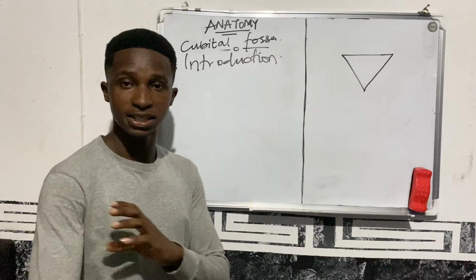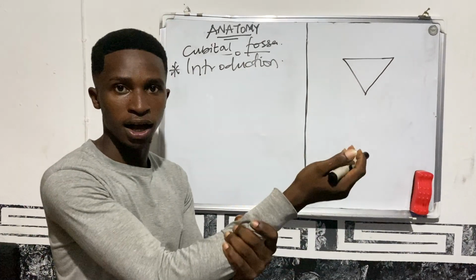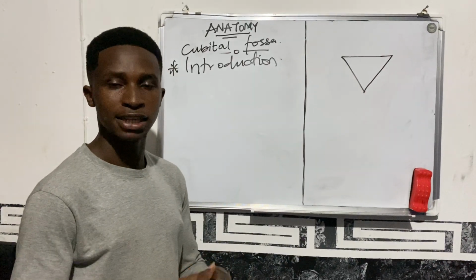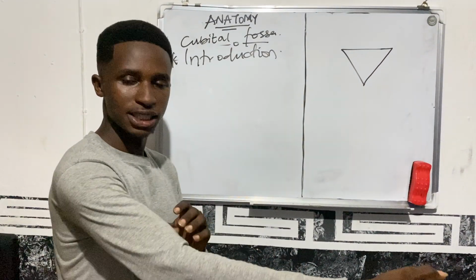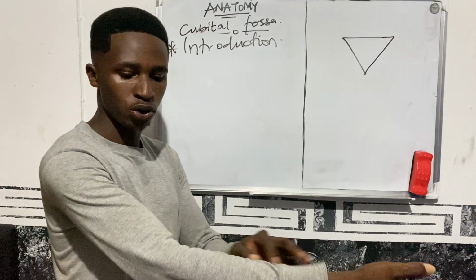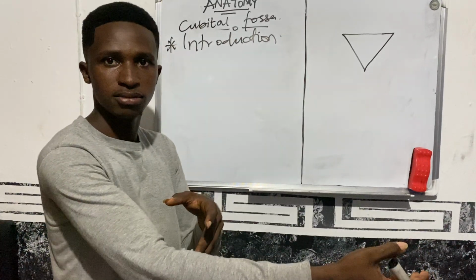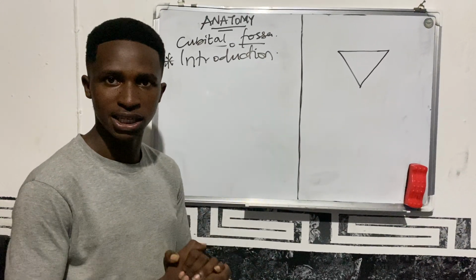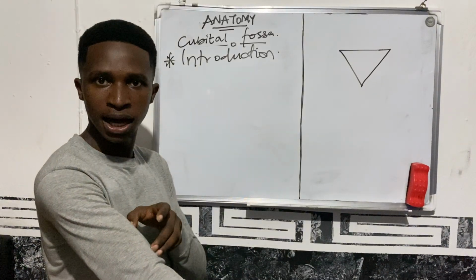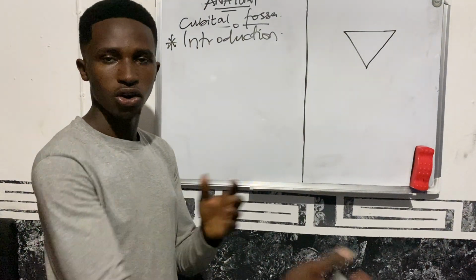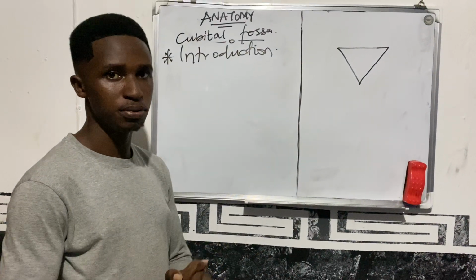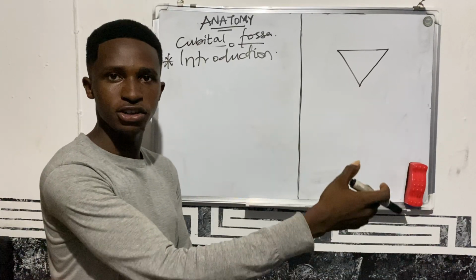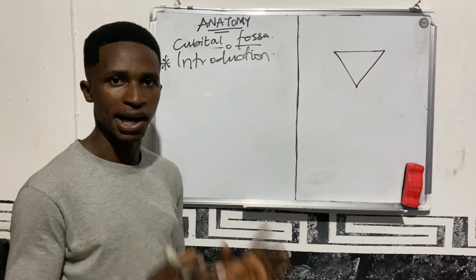So you can simply say, since this is the arm and this is the forearm, the cubital fossa is a triangular space that is located between the distal part of the arm and the proximal part of the forearm. That can be your introduction for the cubital fossa. Or you can simply say the cubital fossa is a triangular space that is located anterior to the elbow joint. Both of them are correct.